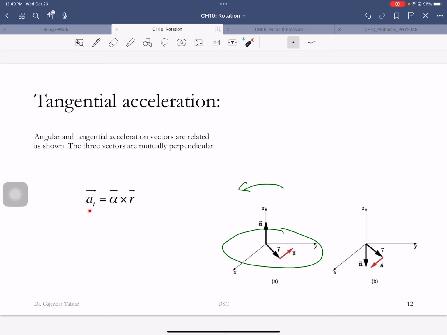The rate of change of speed of that point is given by that. So the tangential acceleration is angular acceleration cross r. It's this vector crossed with this vector. It gives you the tangential acceleration in that direction. That point is going in a circle, so it's called tangential acceleration because the acceleration is tangent to the path.